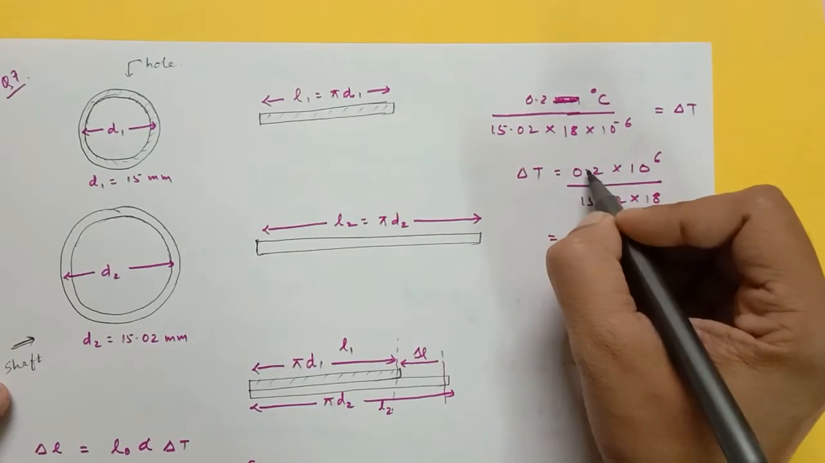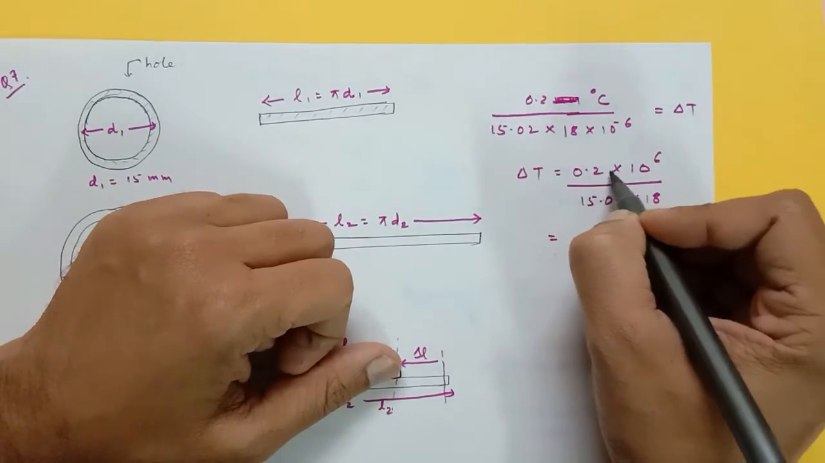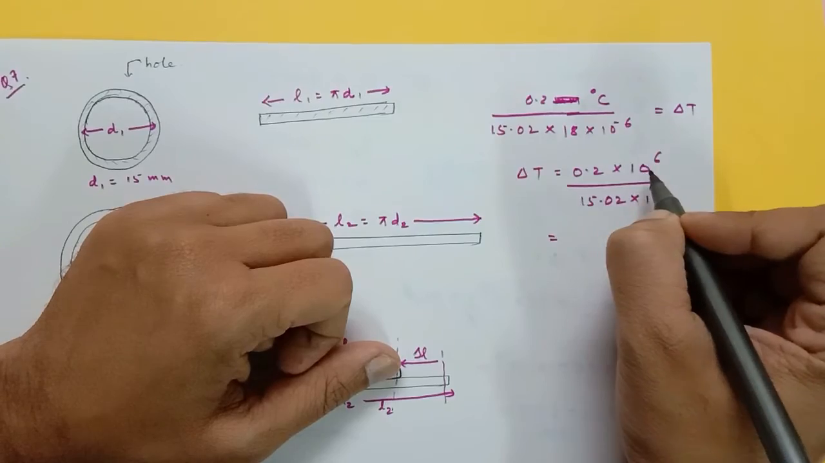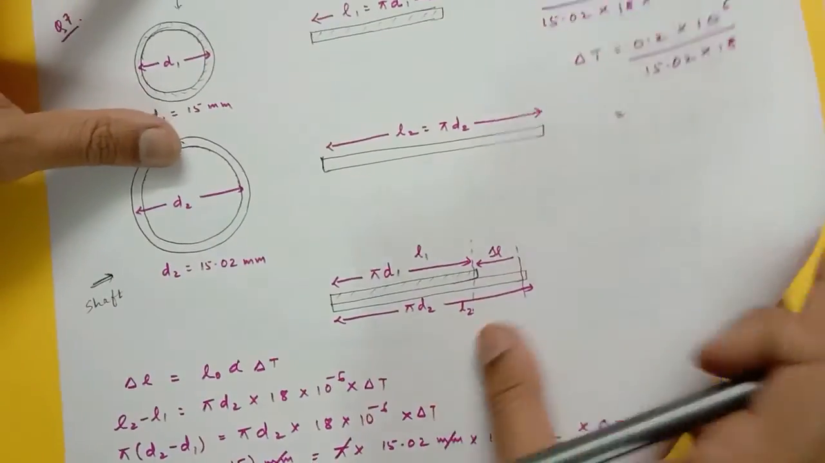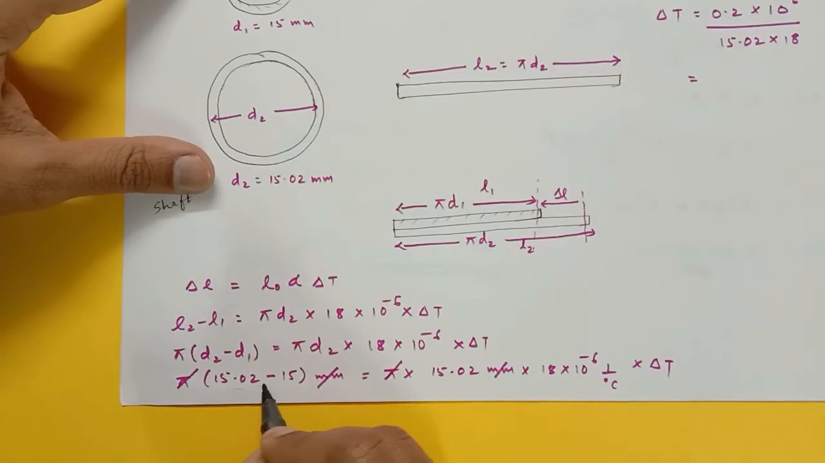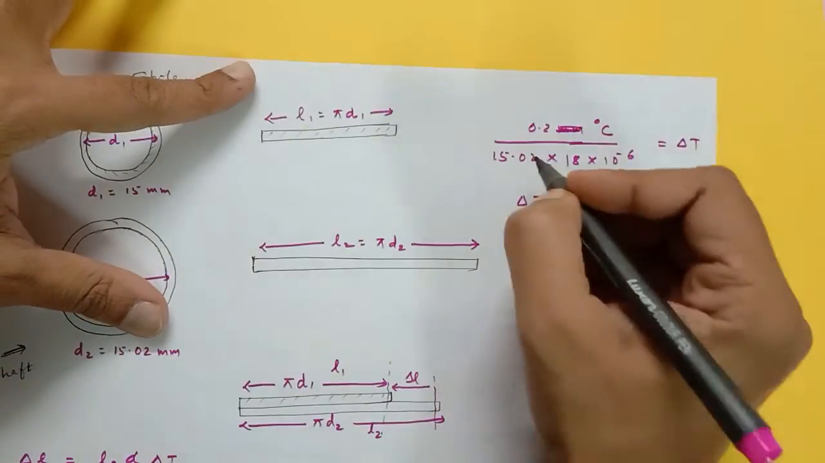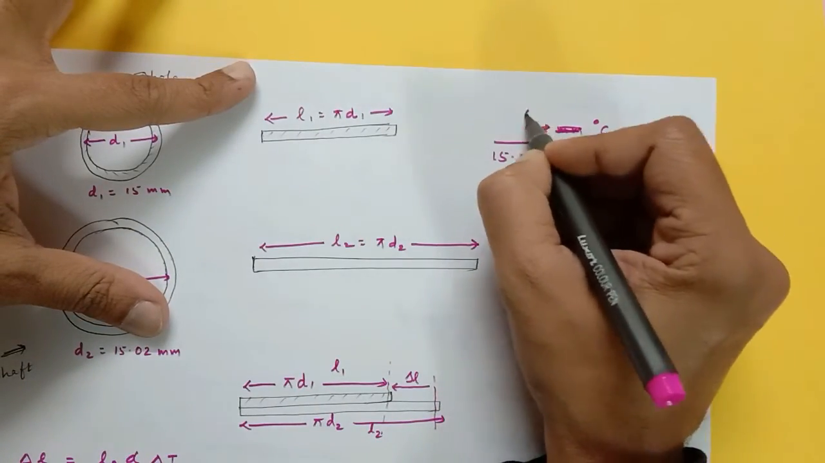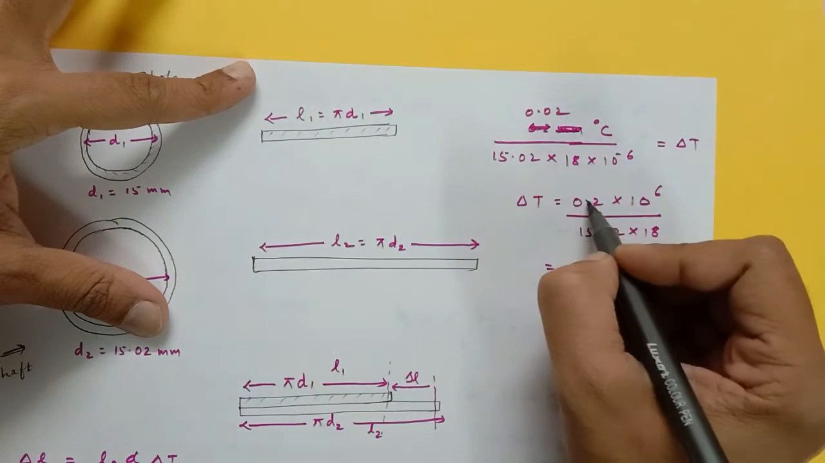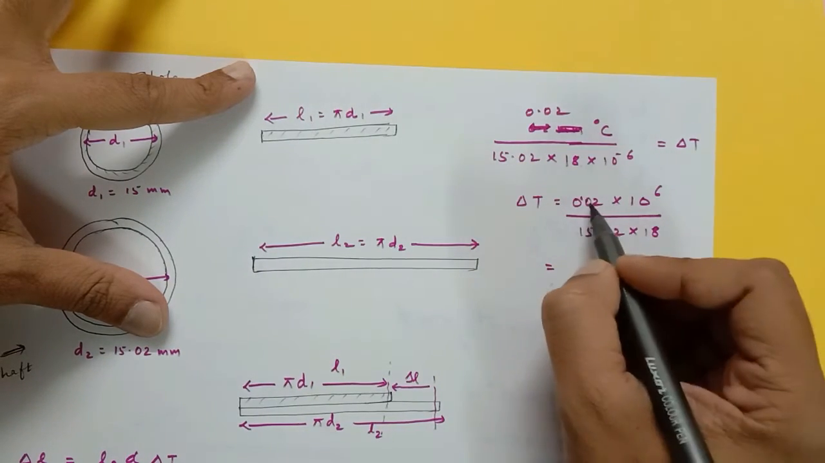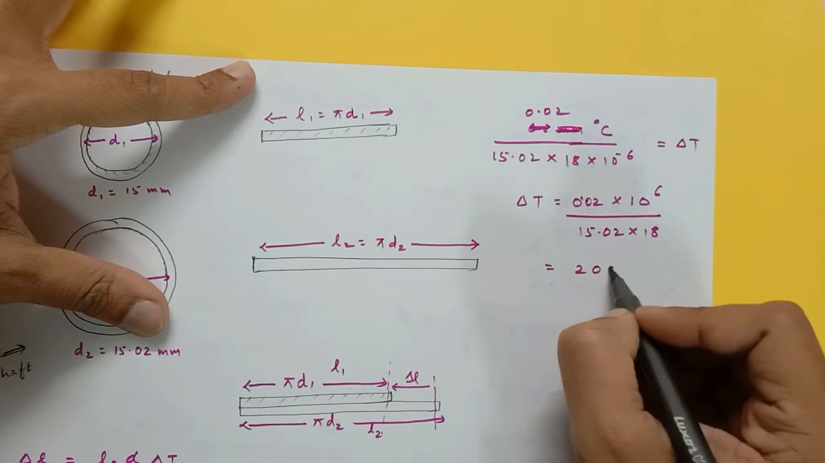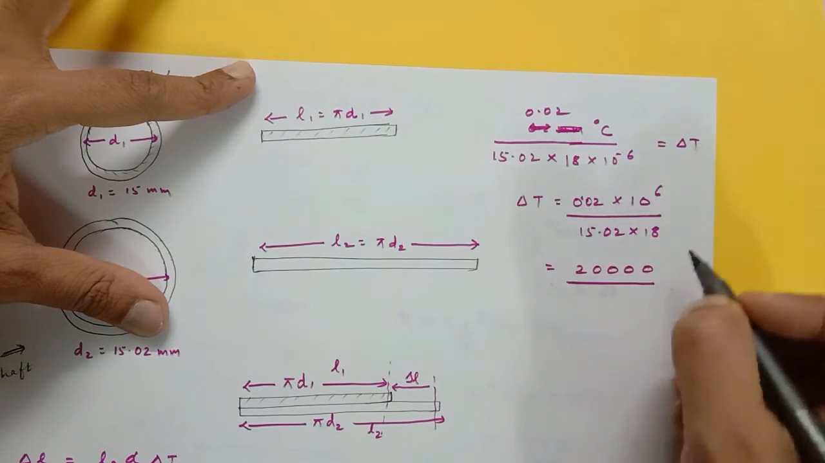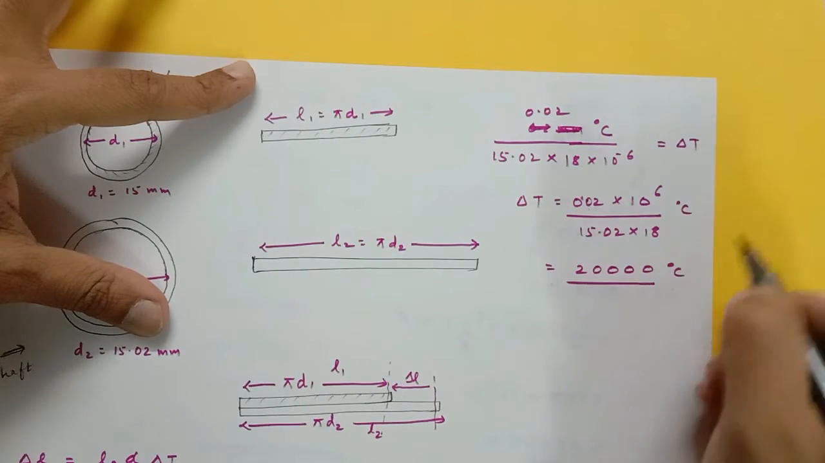18. So I am supposed to shift 6 zeros on this side. I'm sorry, I have made a mistake. This is 15.02. So here it would be 0.02. So 0.02 into 10 raised to 6 is 1, 2, 3, 4, 20,000 degree C is anyhow attached over here.